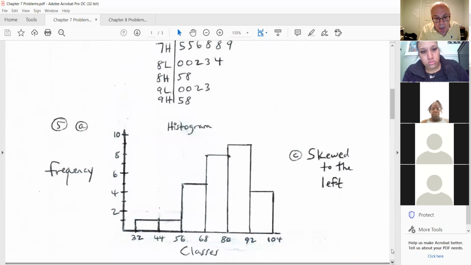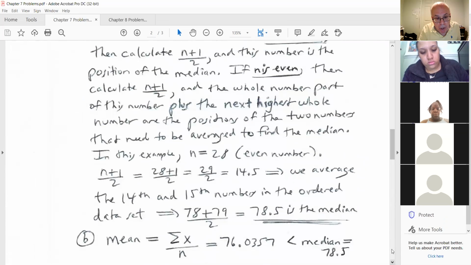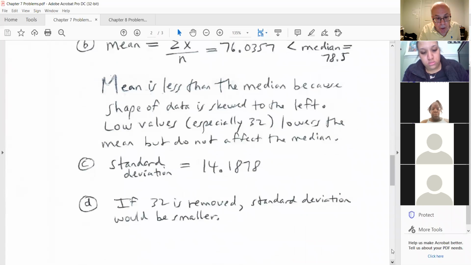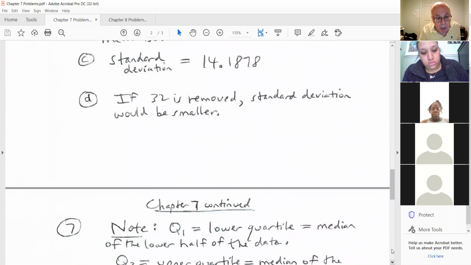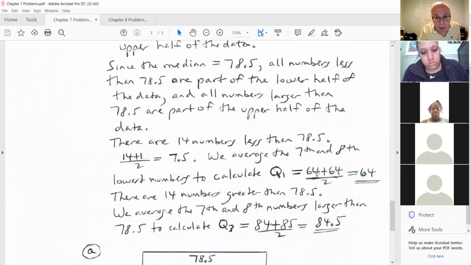So there's a mistake that I made here, and don't worry about it. I will correct it on this sheet. I'm going to do this sheet and correct it for you. So don't worry about it. The answer to this question should be 66. It should be 64 plus 68 divided by 2, which is 66.